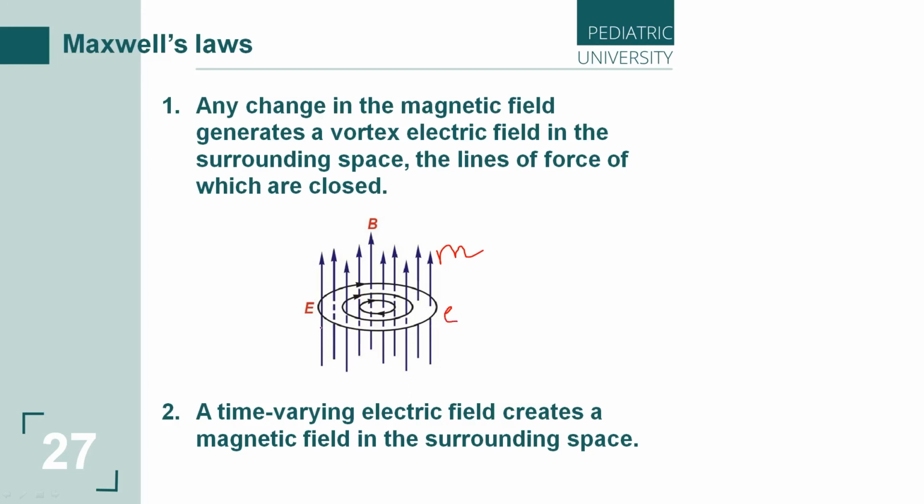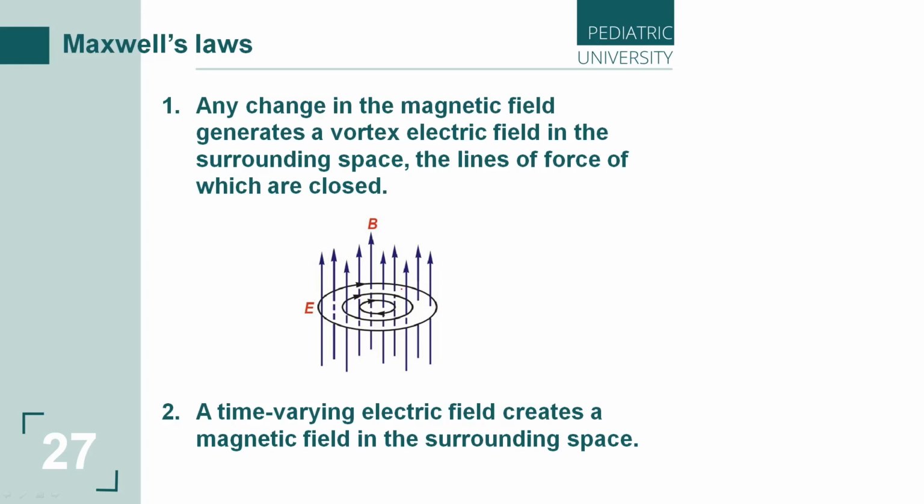So we have a changing magnetic field, and any change of this magnetic field generates a vortex electric field. Earlier we drew not a vortex electric field, we drew it like a sun. Now, according to Maxwell's law, the electric field in the surrounding space, which the magnetic field generates, is vortex, and its force lines are closed, like in this picture. So, what is the second point?